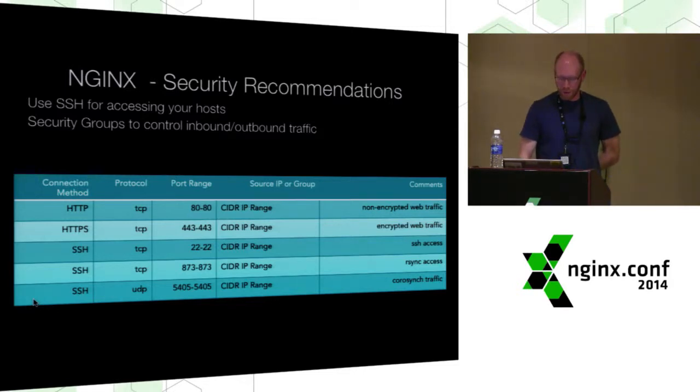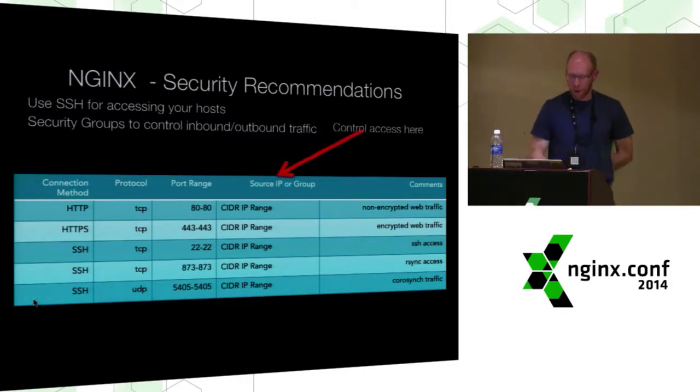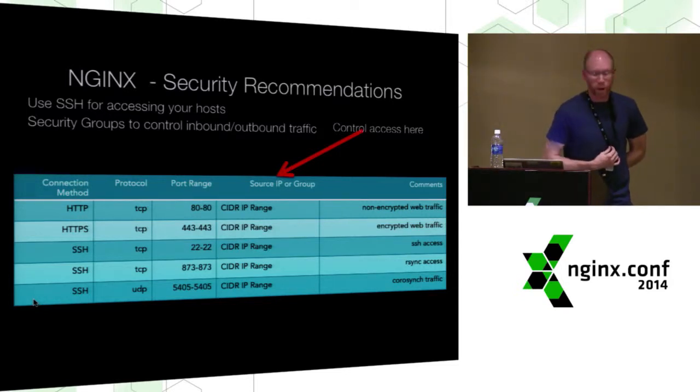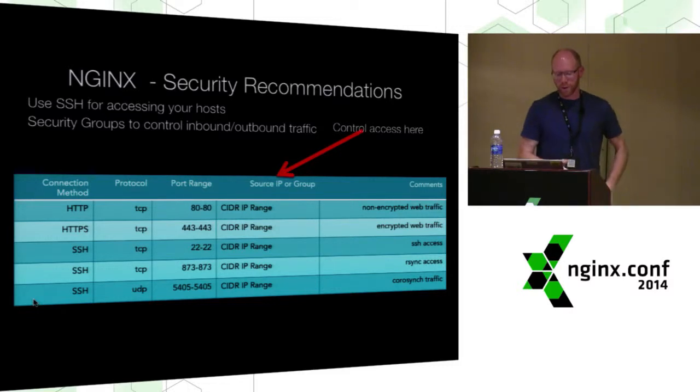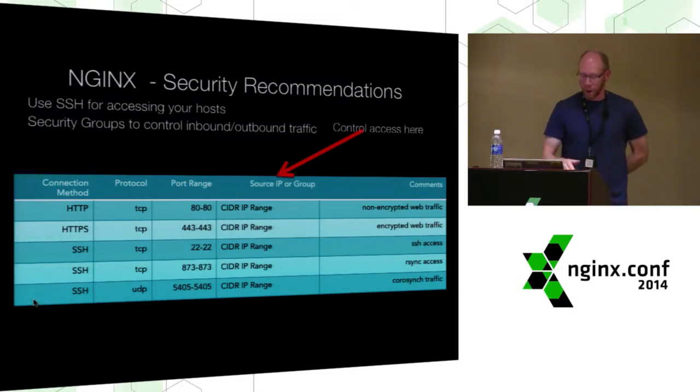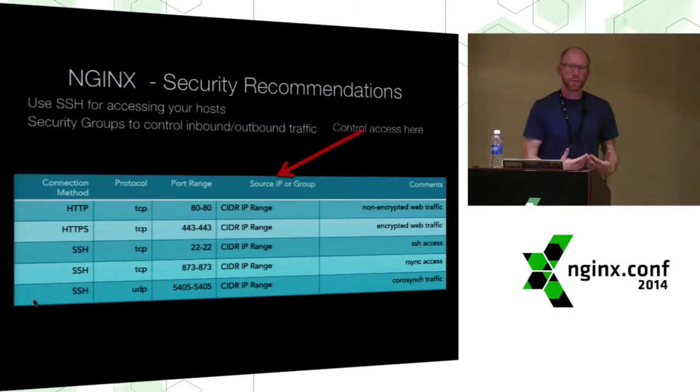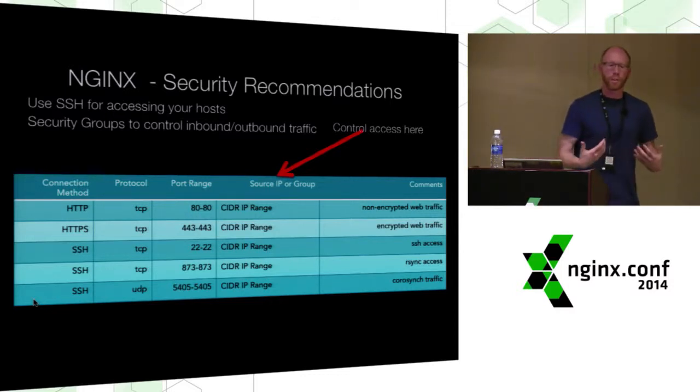And then using security groups to control your inbound and outbound traffic. When the Nginx instance launches through the marketplace, by default you're given these security groups to control inbound and outbound traffic to your EC2 instance, for these various protocols and port ranges for your HTTP, HTTPS, and the various forms of SSH that are listed there. But the source IPs for these by default are fully open to 0.0.0.0/0.